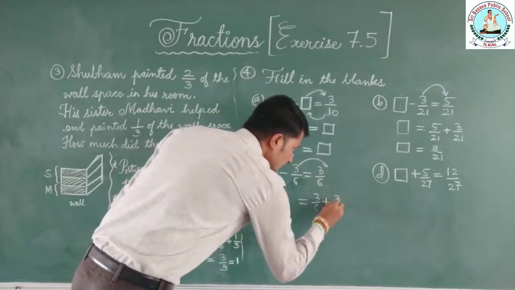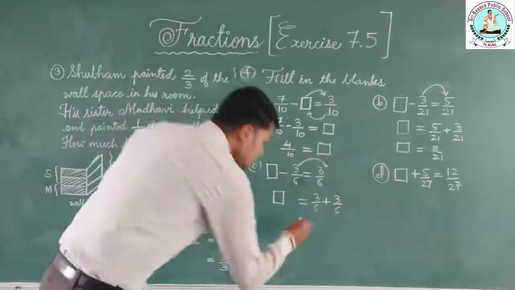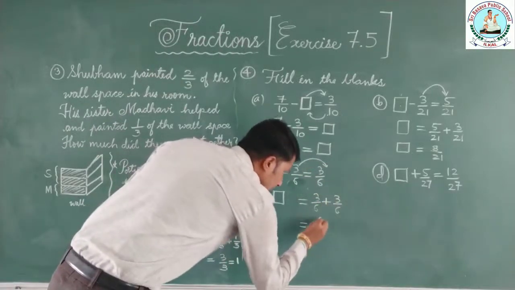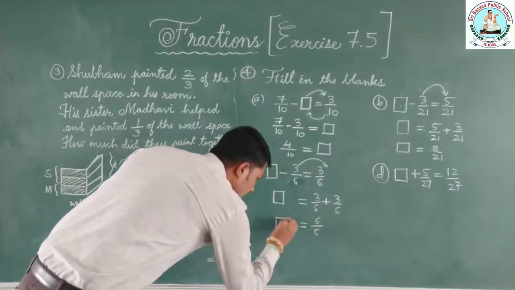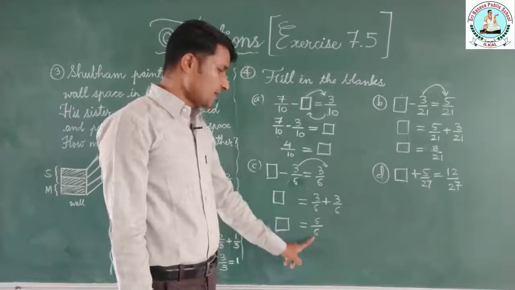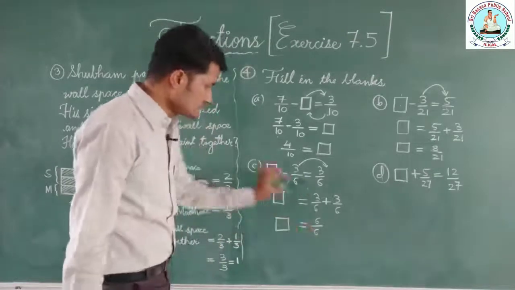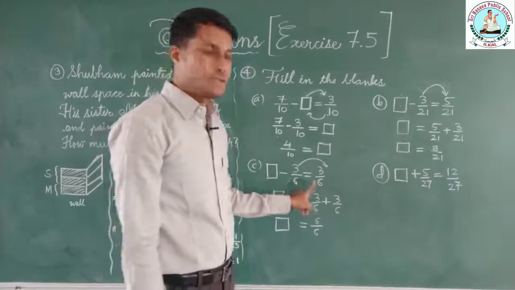So that it is 3 by 6 plus 3 by 6. So these are like fractions. So just add them. 3 plus 3 will be 6, and instead of 2, just write 1. So that in place of the empty box, you have to fill 6 by 6. So write 6 by 6 here and do the subtraction. Definitely your answer would be 3 by 6.